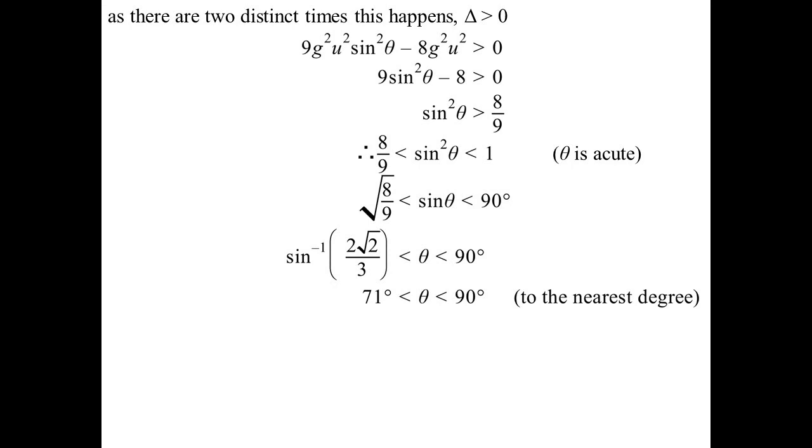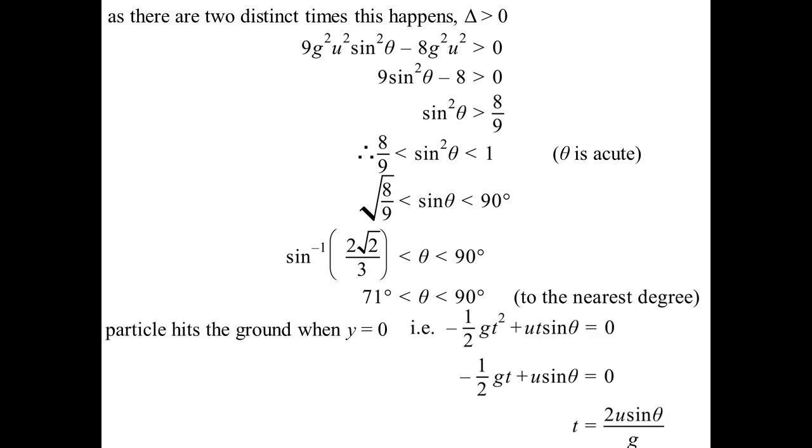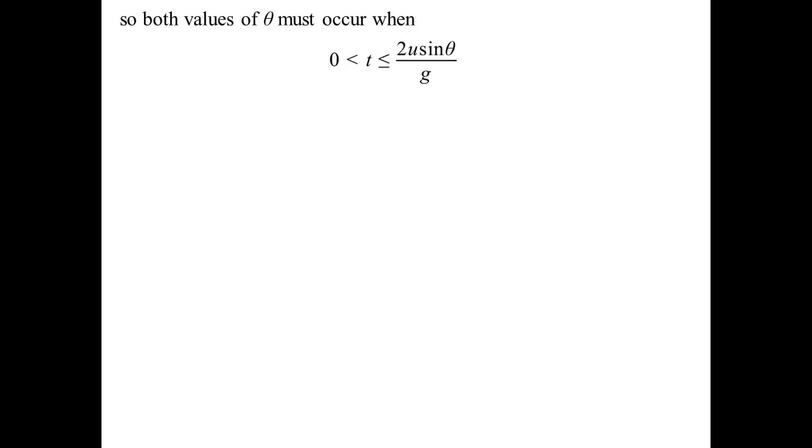Now, a lot of people stop there. They say, oh, look, I've got 2 values. But of course, it said, not only find them, justify that both of those times occur during the time of flight. Well, I know the particle hits the ground when y equals 0, so I need to find out the time of flight. Solving that one, we get t is 2u sine theta on g. So both values of theta must occur between time being 0 and 2u sine theta on g. Got to occur between there for this to work.